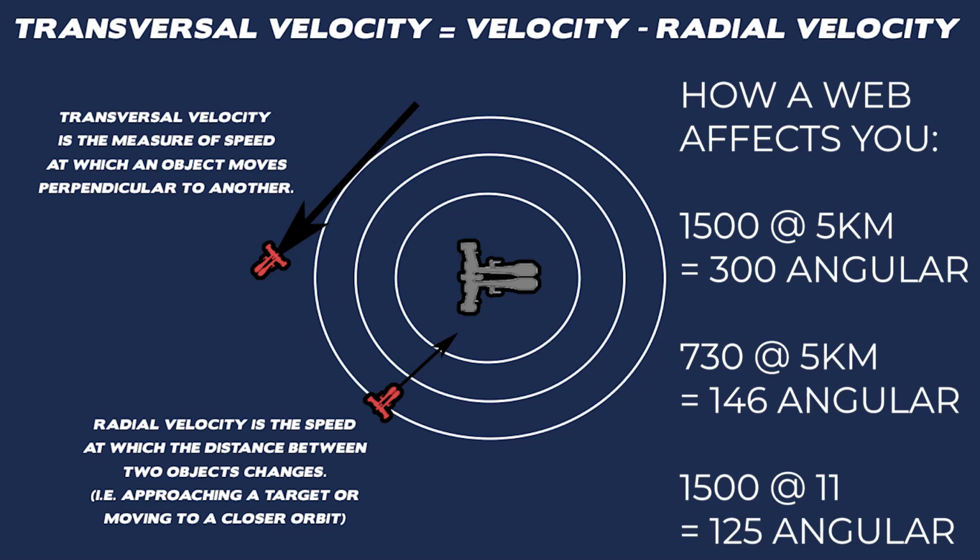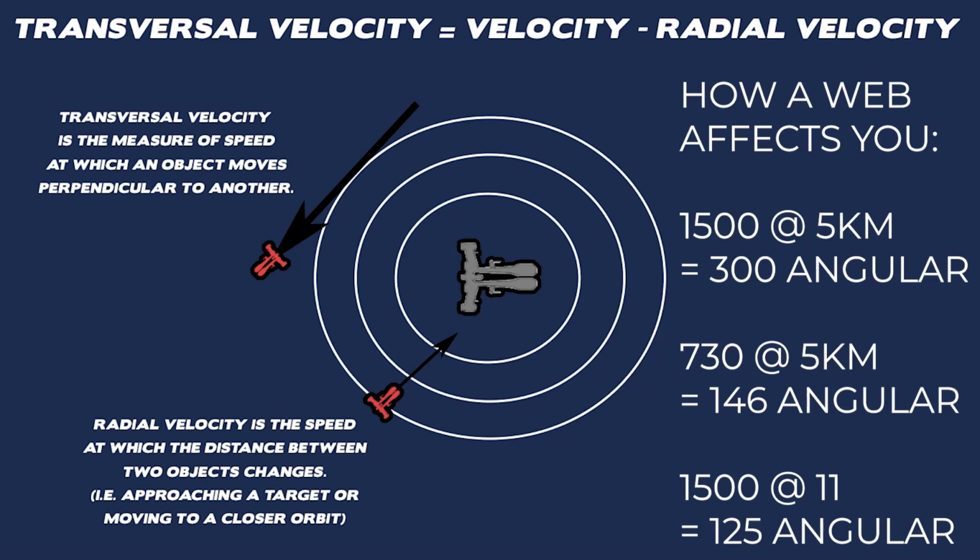If you were to get webbed, which usually webs you for just over 50%, they're usually somewhere between like 52 and 55%, something like that. But let's just say you're going to go to about 730, which is just over half reduction at 5 kilometers. That's going to give you an angular velocity of 146.